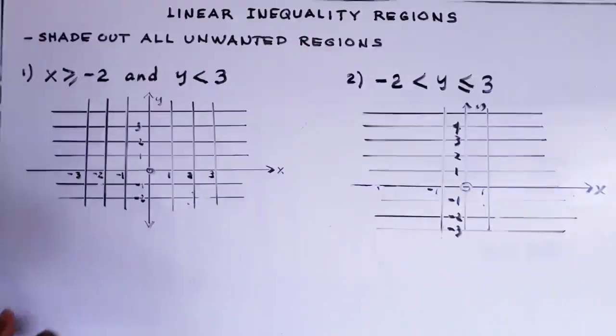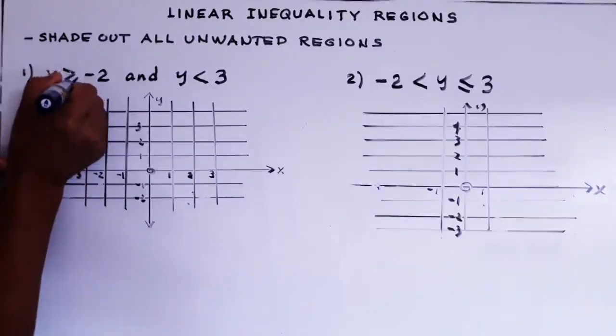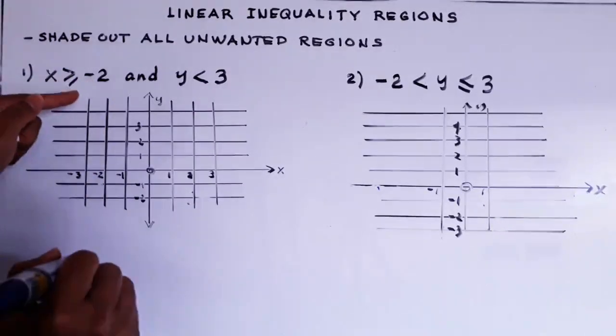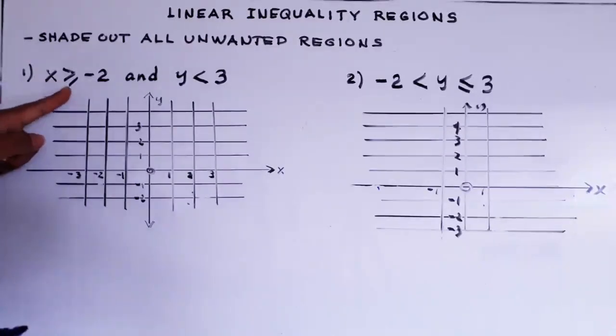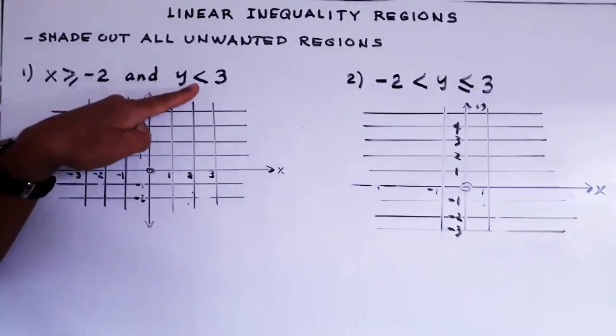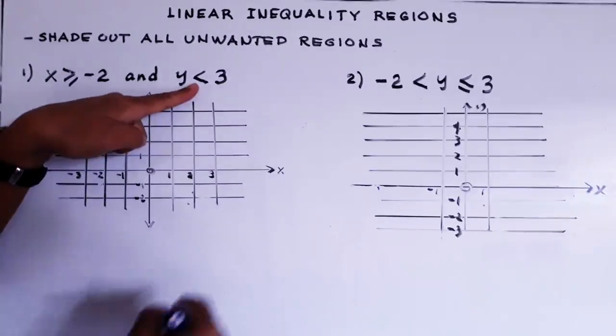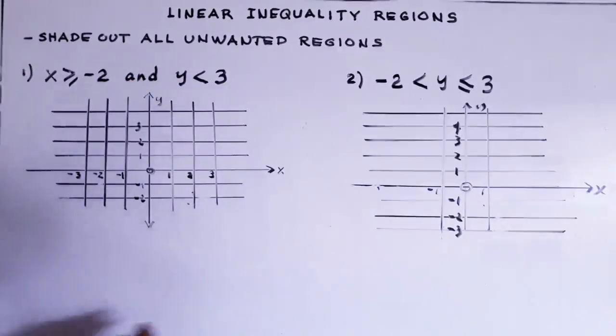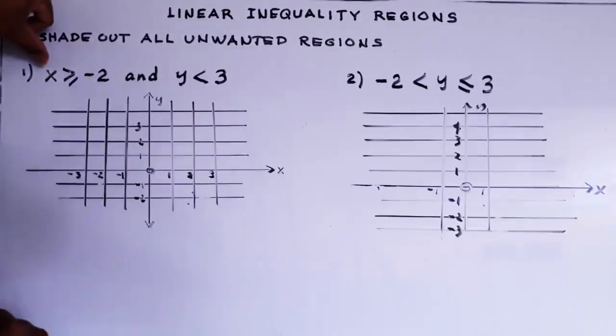Okay, so we have here example number 1. X is greater than or equal to -2. Remember, with the equality symbol here, greater than or equal to, it is a visible line. If you don't have that one, it is a dotted line. Okay, careful of that one. So let us plot x greater than or equal to -2.